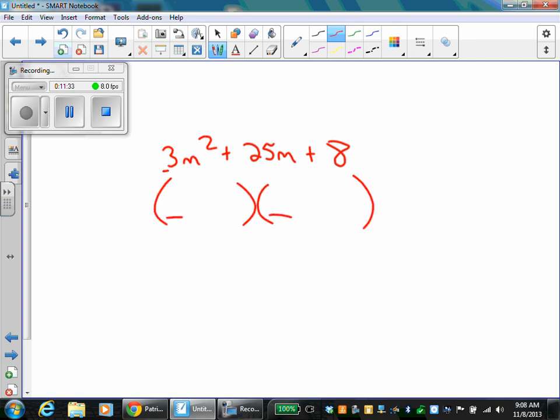first times first is going to give me 3m squared. What times what is 3m squared? 3m times m. Last times last is 8. So you've got choices of 4 and 2 or 8 and 1. So why am I hearing 8 and 1? Because that's the right answer.